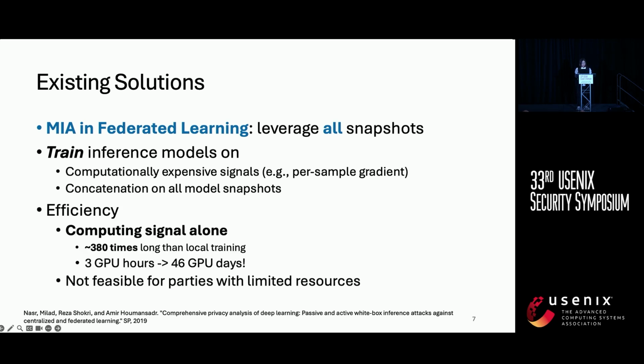To give one example, if we are training a ResNet on CIFAR10, computing the per sample gradient could take 380 times longer than local training. So if parties want to extract the per sample gradient in each round, the federated learning process could take 46 GPU days compared to 3 GPU hours before. In addition, training the inference model on the concatenation of signals would further increase its cost. So this approach is particularly not feasible for parties with limited resources in practice.